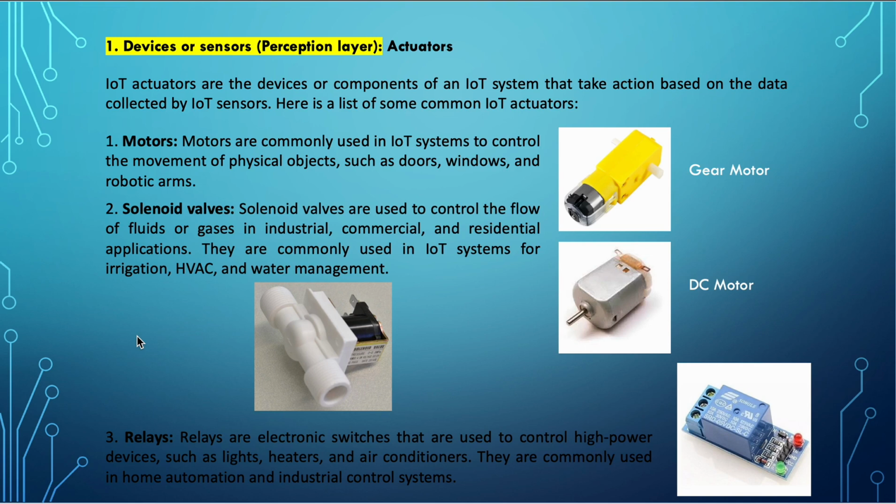Relays. Relays are electronic switches that are used to control high power devices such as lights, heaters, and air conditioners. They are commonly used in home automation and industrial control systems.